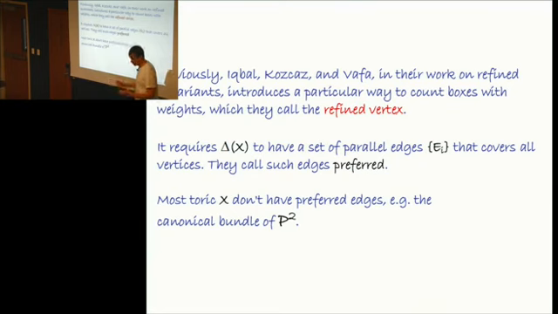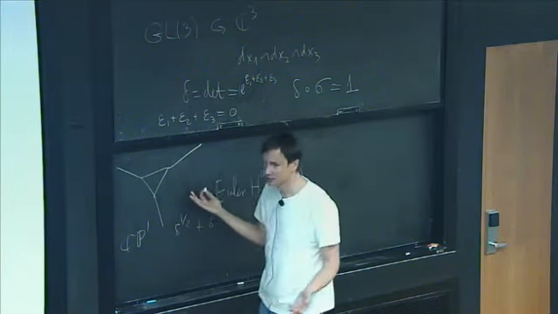And this refined vertex formula had a certain limitation, in that it first required the toric Calabi-Yau to be of a special kind. Namely, in this diagram, the toric polyhedron, when you project it to the plane, it becomes some diagram there, and it has to have a set of parallel edges that cover all vertices. These edges are called preferred, and most toric varieties don't have preferred edges. So if you consider the local P2, well, there's no way.